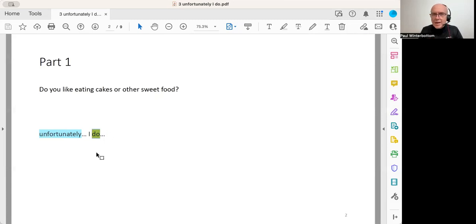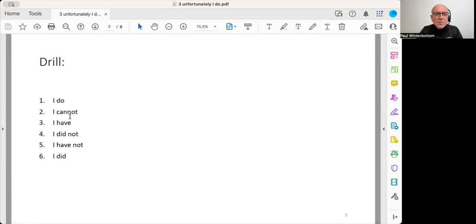Make sure that this is very clear. Say it now. Unfortunately, I do. Say it again. Now we can take this and think about how to use it in different situations. Unfortunately, I do. So do is the auxiliary verb here because of this type of question. When we do the drill, you say, unfortunately, I do, and listen to me and check that you've got not just the right word, but that you sound like you're speaking with liveliness and emphasis in your voice.